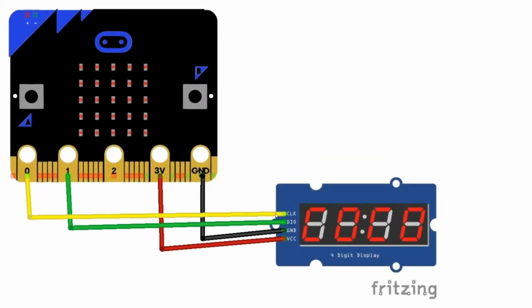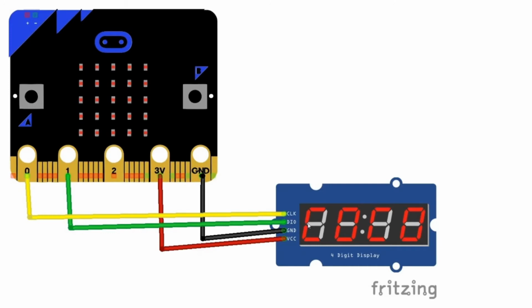Now, the wiring is very simple. The clock will connect to pin 0, the diode will connect to pin 1, the ground will connect to the ground, and the VCC will connect to 3 volts. I'll pause for you to be able to set this up in real life.